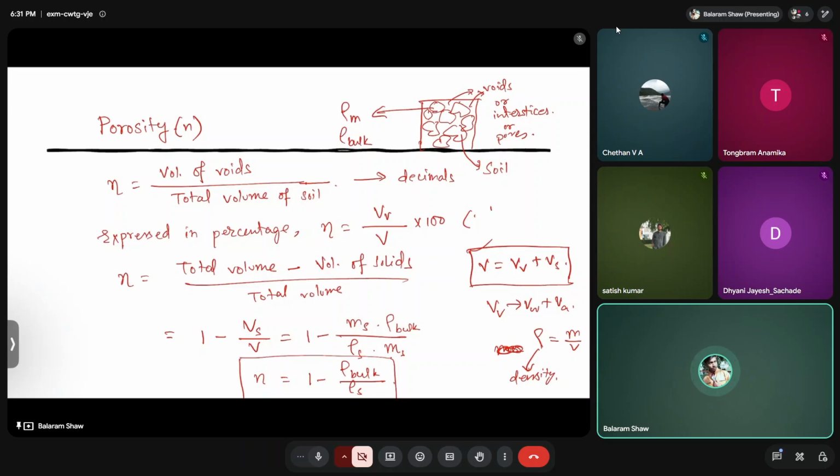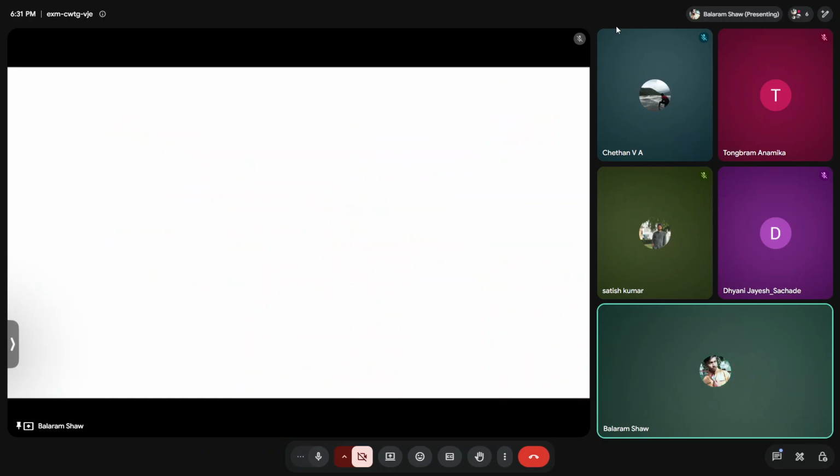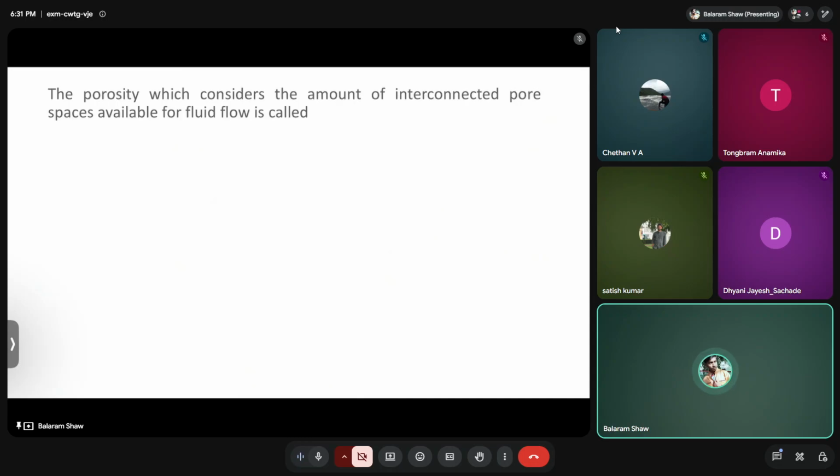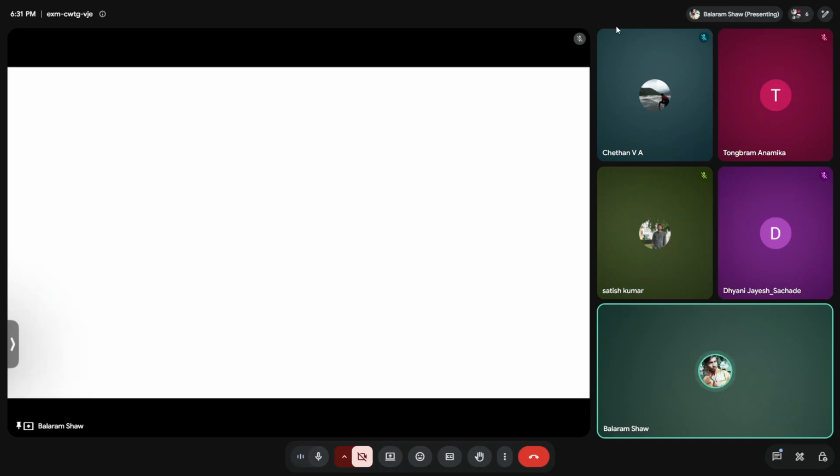So you can write porosity in volume units, or you can write it in the form of density. Okay, is this clear? Then we'll move to the question. So the question is, the porosity which considers the amount of interconnected pore spaces available for fluid flow is called... Okay, for this we need a little more.